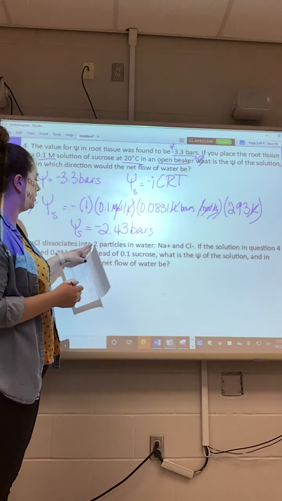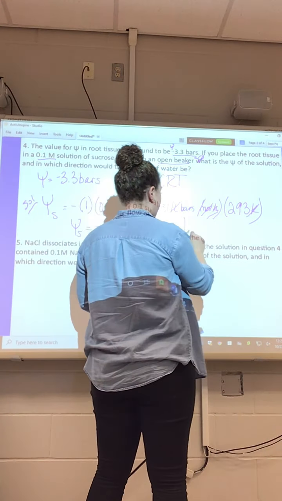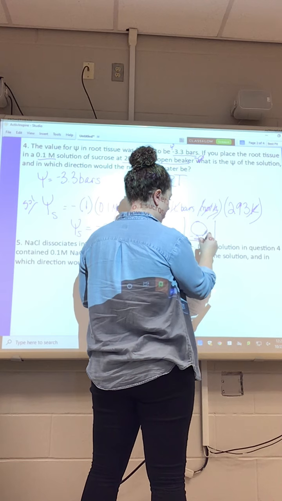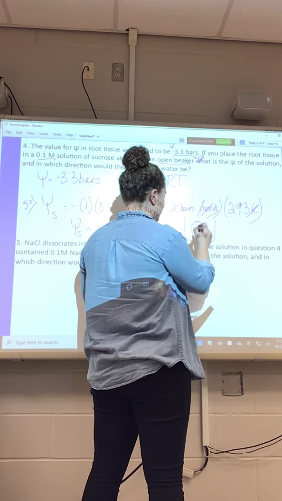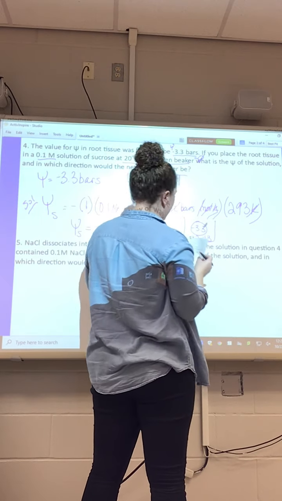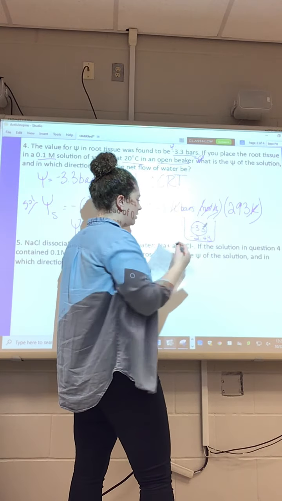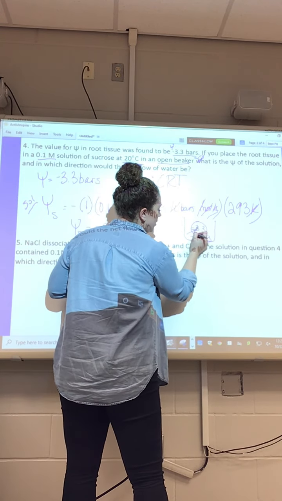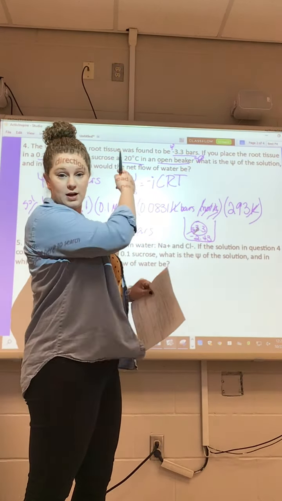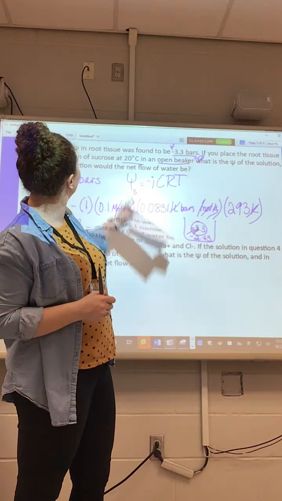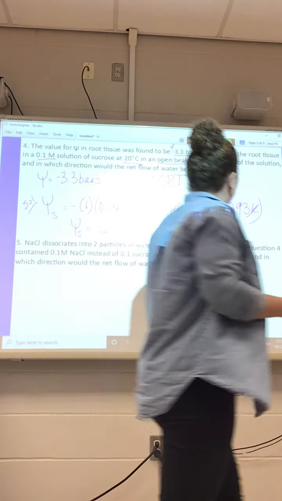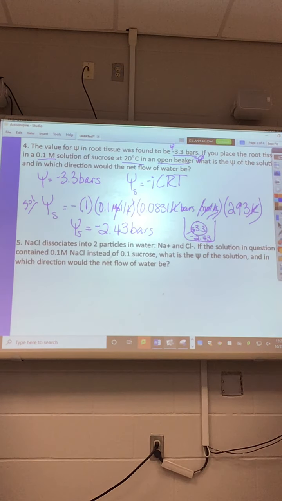So the water potential outside the cell is negative 2.43, and inside is negative 3.3, because they gave that to me. Then which way is the water going to go? It's going to go from high to low, so it's going to go inside of the cell. It's going to move inside the cell, or the root tissue cell. Okay. Change of color.